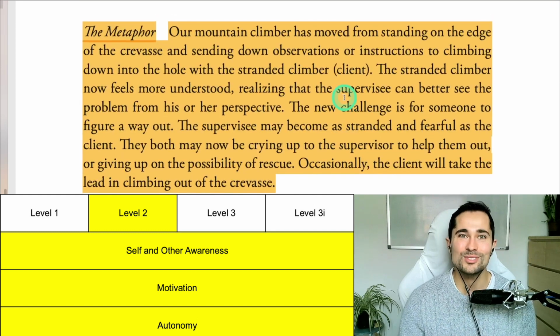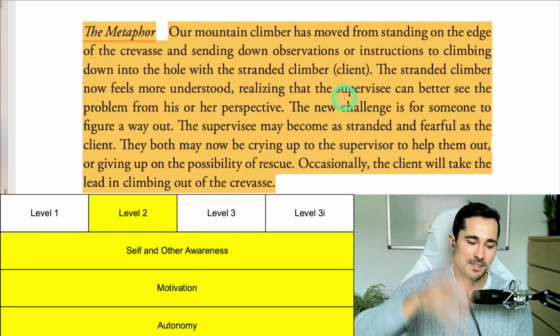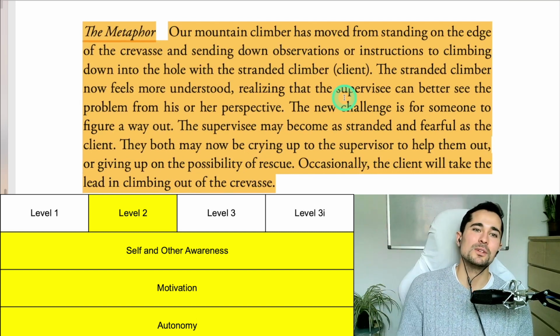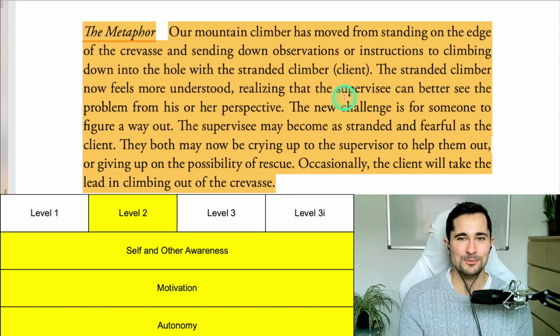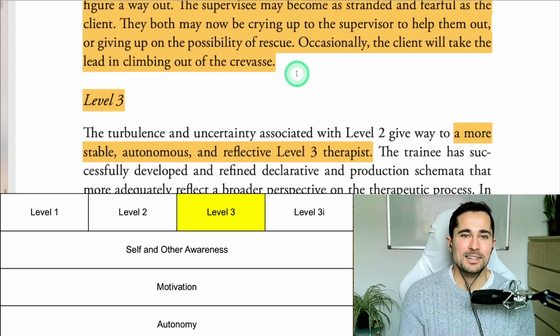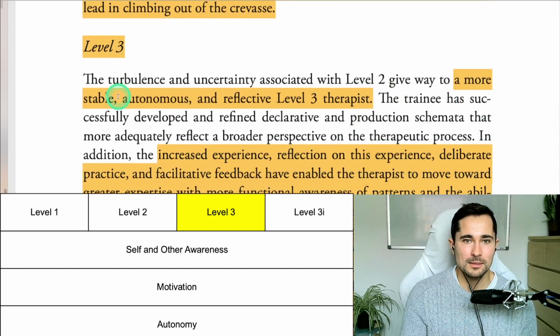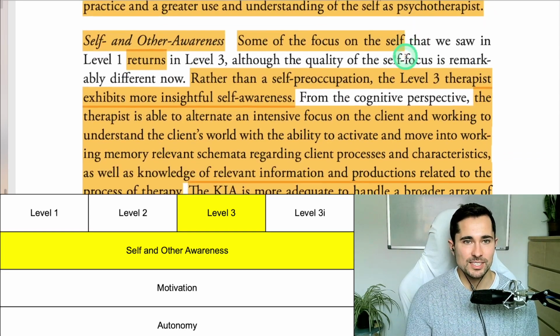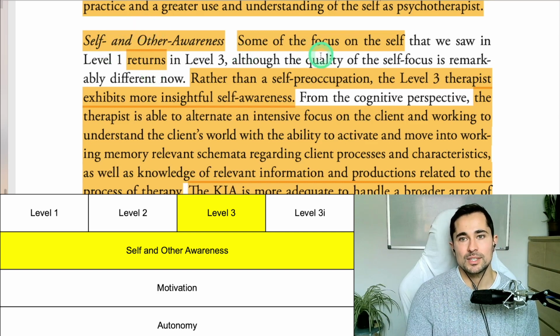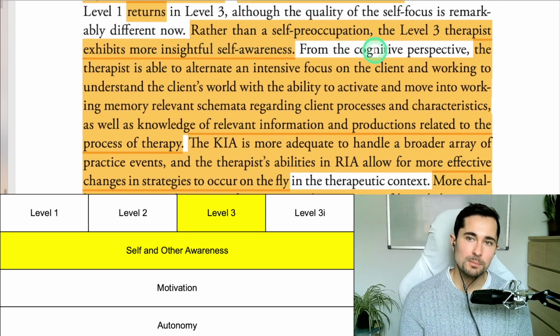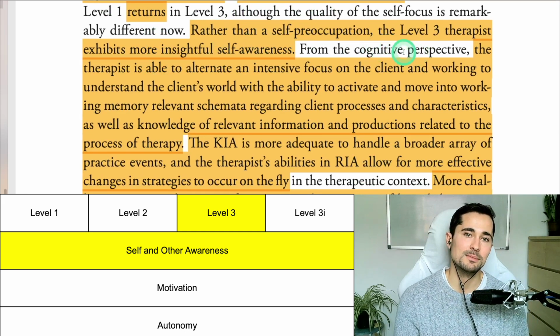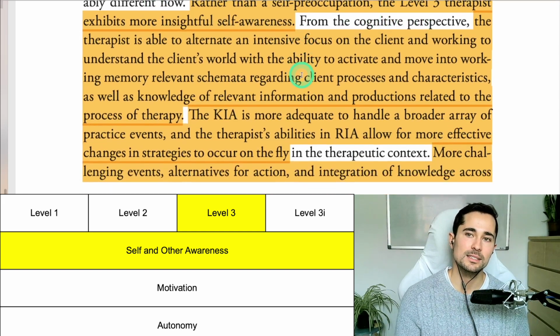I like this metaphor. So from level 1, we're shouting down instructions. Level 2, we've jumped into the crevasse with the client or stranded climber. And now we move to level 3. So let's look at the structures in self and other awareness of level 3. Some of the focus on the self we saw in level 1 returns, but rather than self-preoccupation, the level 3 therapist exhibits more insightful self-awareness.